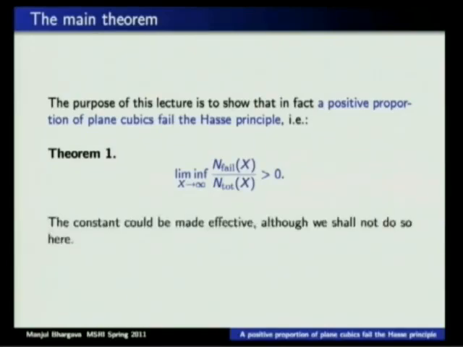So in this theorem, the constant could be made effective, although I won't do that here. But I think I can get it up to about 30%, provably. But I won't get into that here. I just want to show that it's positive. So how does one prove this?